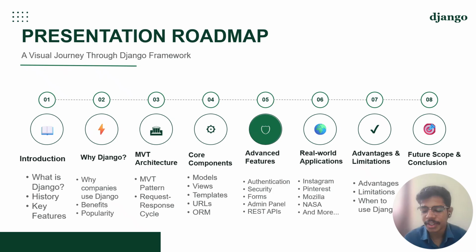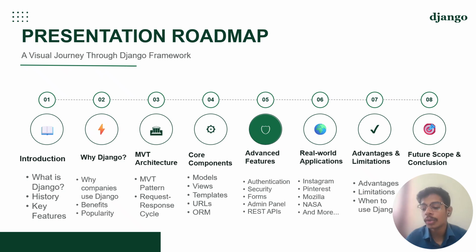Let's move towards the presentation roadmap. Before we start learning Django, let's quickly look at the roadmap of today's presentation. We have divided the presentation into 8 sections. First, we will understand what Django is, what its history is, and what its important features are. Next, we will discuss why Django is so popular and why many companies prefer using it.